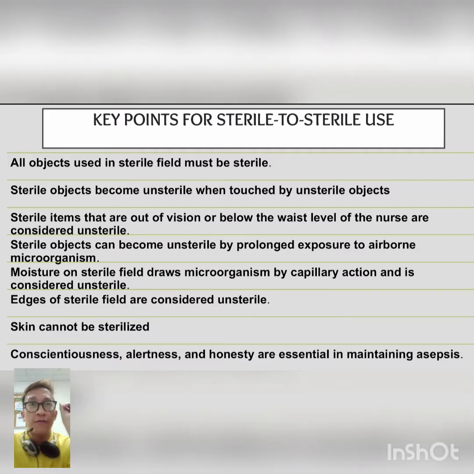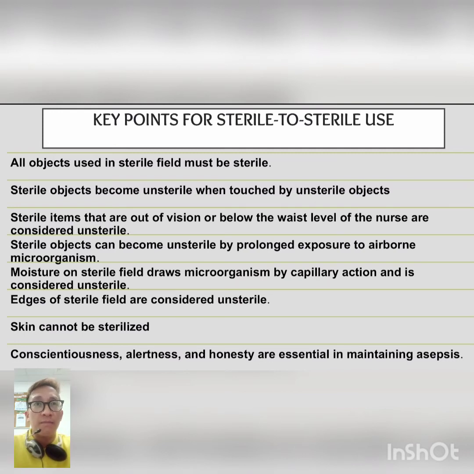These are the key points for sterile-to-sterile use, since we are talking about surgical asepsis, or sterile technique. So sterile-to-sterile is applied. First, all objects used in the sterile field must be sterile, of course. Sterile objects become unsterile when touched by unsterile objects. So as I have mentioned, it should be sterile to sterile, okay? Sterile items that are out of vision or below the waist level of the nurse are considered unsterile. So you need to always keep an eye on your sterile field or your sterile equipment and devices.